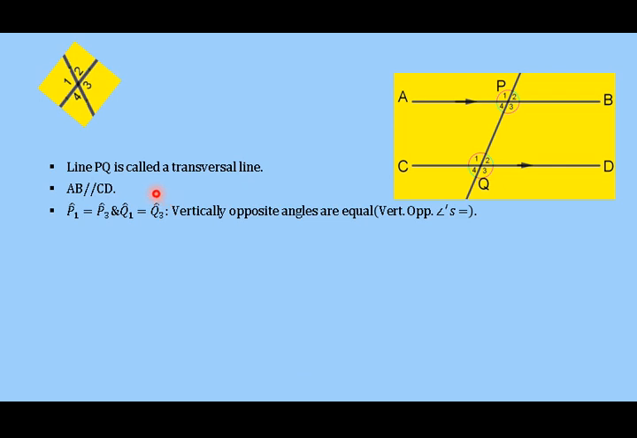Now, for the vertically opposite angles, you are going to see the letter X. This angle is equal to that angle, and this one is equal to that angle.